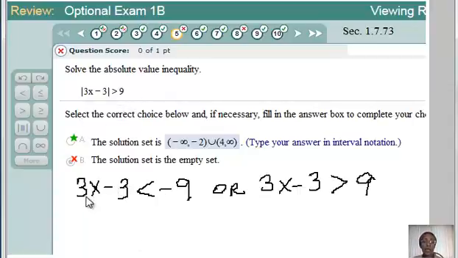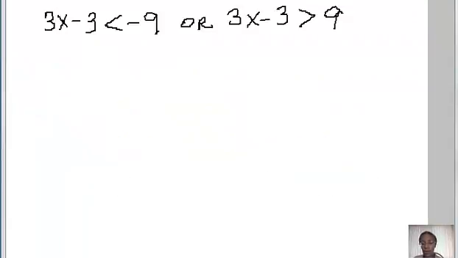And so notice, for the absolute value of a number to be bigger than positive 9, or an expression, that expression either is to the left of negative 9 or to the right of positive 9. And so we're going to solve these two inequalities. So that would be our step at this point. Okay, so let's take a look.